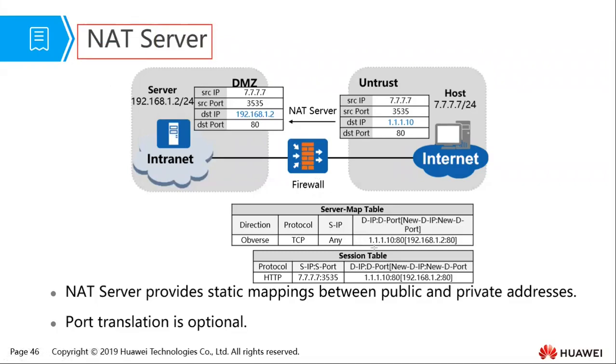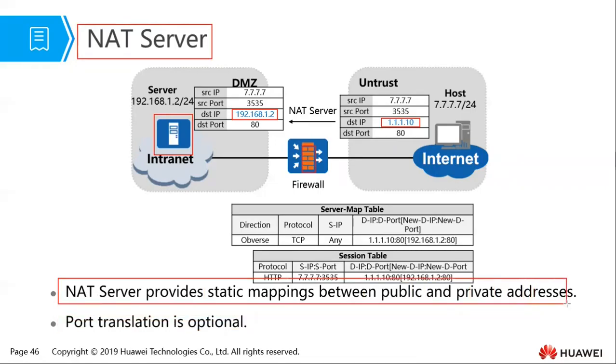Now, with NAT server, you see here, at the destination, this host will enter a public IP address 1.1.1.10. Now, when that comes in, the firewall will translate that to the private address of the server. So NAT server provides static mappings between the public and the private address. You can still use port translation, but it's optional.